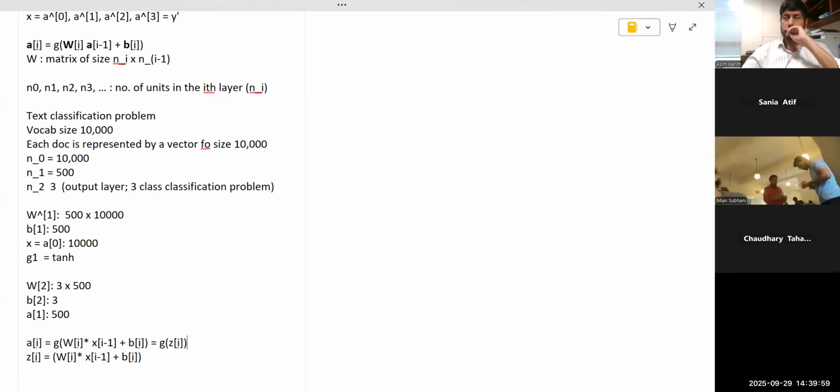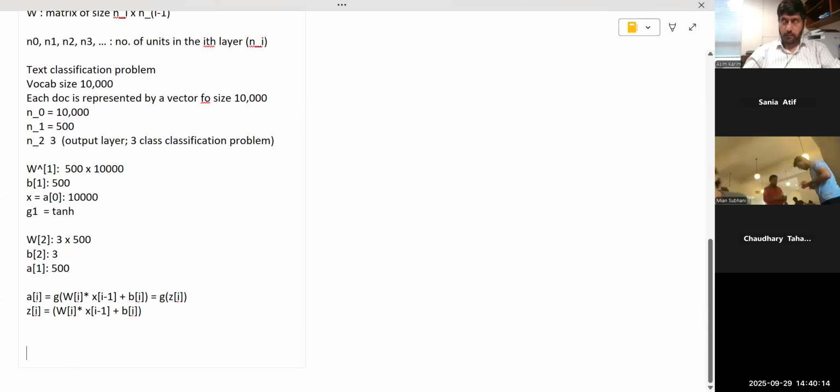ठीक है. Each element of this vector would be applied the activation function. फिर आपके पास A आ जाएगा, and then you repeat this until you reach the output layer. ठीक है. So just to summarize, what are the parameters in this model? All the W's, all the B's. So these are the parameters of the model, of the neural network. ठीक है?